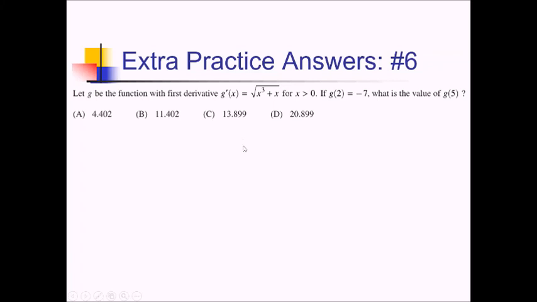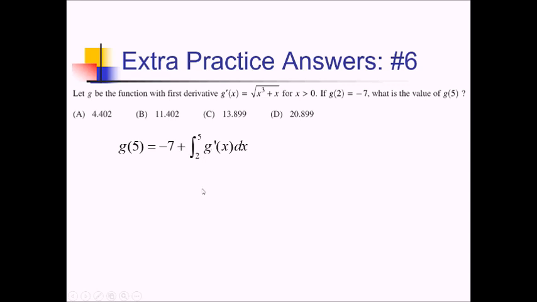For this calculator-based problem, we're given the first derivative g prime is this function right here. And if g of 2 equals negative 7, we want to know the value of g of 5. Well, g of 5 is just going to be this g of 2 value, negative 7, plus the total change in the function between x equals 2 and 5. To get that total change, we're just going to add the integral of the rate of change, integral of g prime of x dx, from 2 to 5.